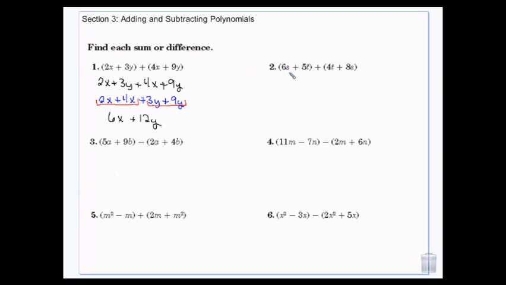Again, you want like terms together, so like I said, you don't even have to move them or do anything to it. I can say 6 plus 8 is 14. 5 plus 4 is 9. Done.